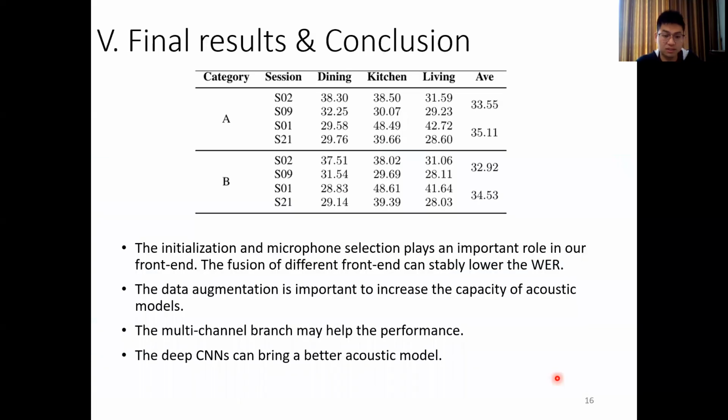This is our submission results of category A and B. In our experiments, the evaluation was worse than development by around 1.5%.